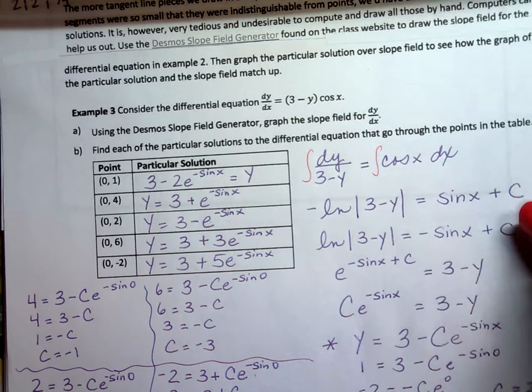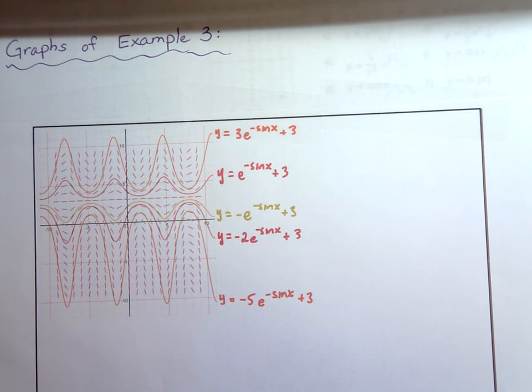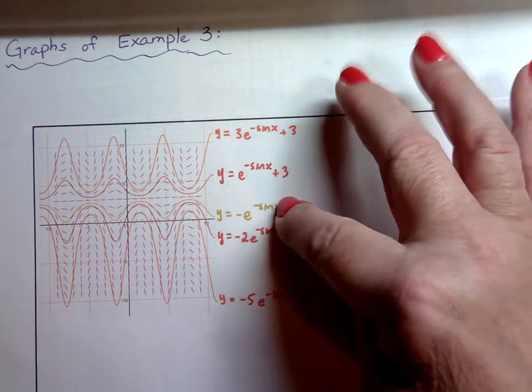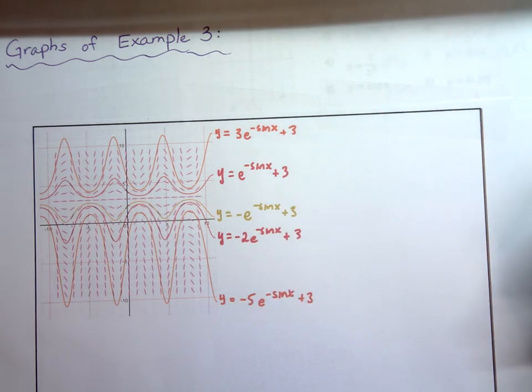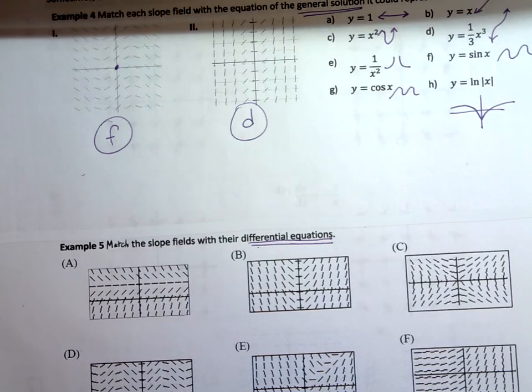Alright, there's example 3. Here's the graphs of all those things. So if you're looking at what the picture would be, remember the only thing that's different about them is their vertical placement. So that plus c at the end, remember the plus c as you integrate, just changes the vertical location of whatever it would be. So here's the 5 graphs of what they would look like based off of those different c values. That's the picture.